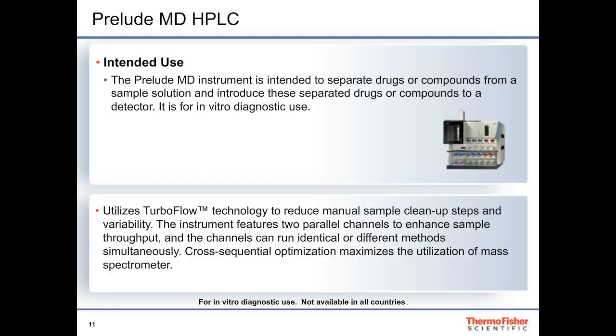The Prelude MD utilizes TurboFlow technology for online sample cleanup, which replaces offline solid phase extraction. This is coupled to HPLC or UHPLC, which separates compounds of interest and elutes them to the mass spectrometer. Doing this across 2 channels greatly increases sample throughput for one laboratory developed test, or permits you to simultaneously run 2 different tests which utilize the same mass spectrometer.